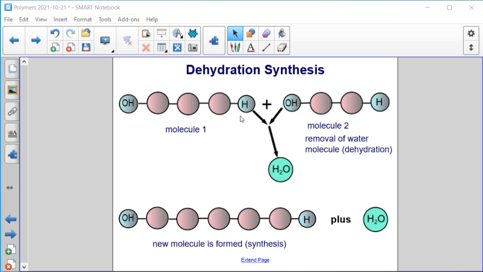If we break these bonds and reform a bond of this hydrogen to this oxygen, then we get a water molecule, right? And then this molecule, after removing this hydrogen, and this molecule, after removing this OH, combine together to form a new molecule. So that's the synthesis. We remove water, dehydrate, and combine two molecules, synthesis. We're left over with a water molecule.